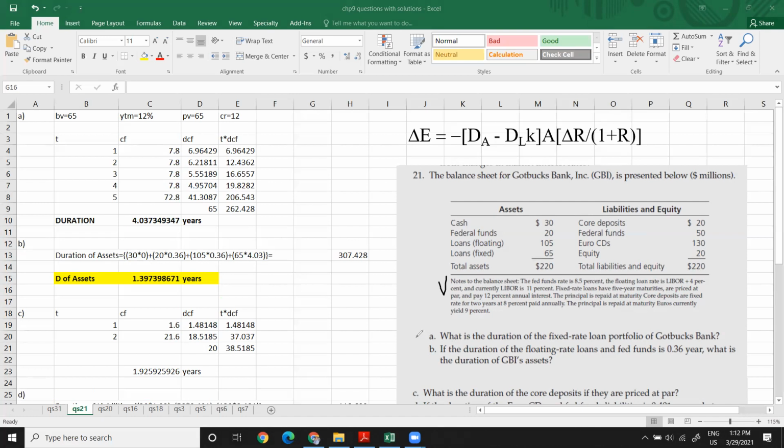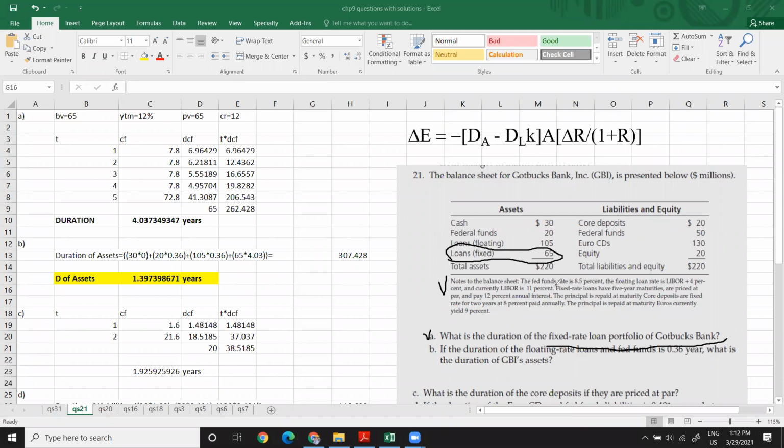For the first question, you're asked to estimate the duration of the fixed rate loan portfolio of GBI. So fixed, which is here, okay? It's pretty easy. We know how to estimate the duration, but before doing that, we need to derive some information from the given question.